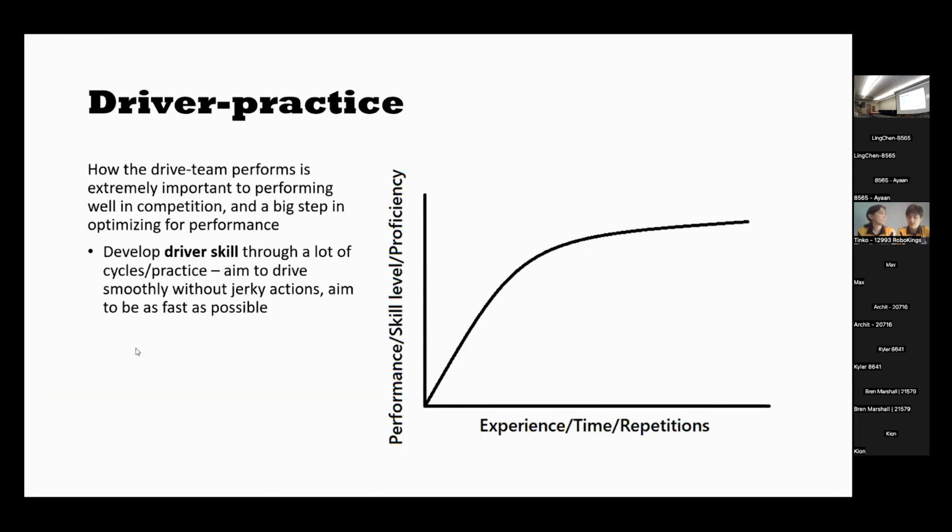So obviously another part of optimization that's pretty important is drive practice. If you have a robot that's a good design and you've optimized it as well, you still won't be at 100% of your potential without good drive practice.